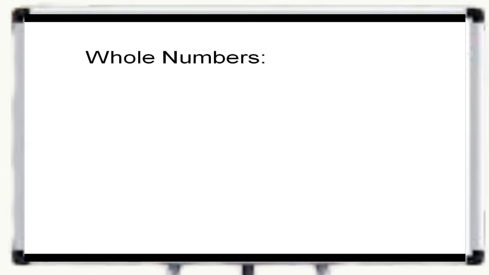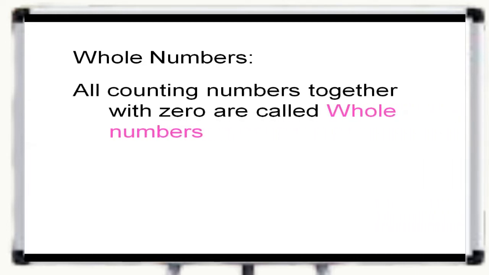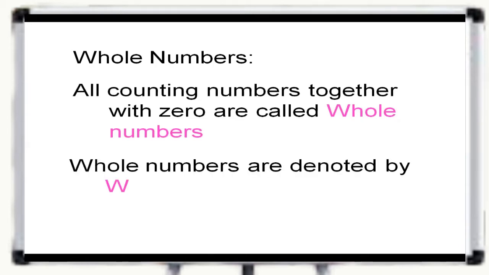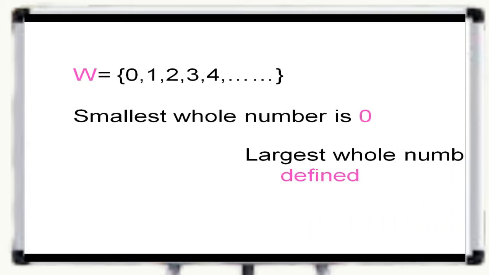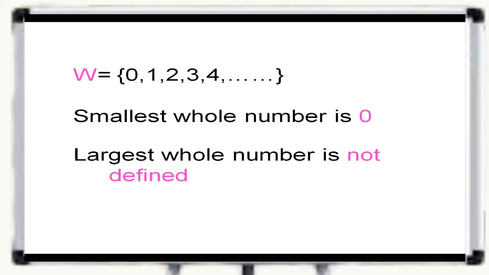So now we'll learn about whole numbers. All counting numbers together with 0 are called whole numbers. Whole numbers are denoted by W. W is equal to 0, 1, 2, 3, 4, and so on. The smallest whole number is 0 and the largest whole number is not defined.